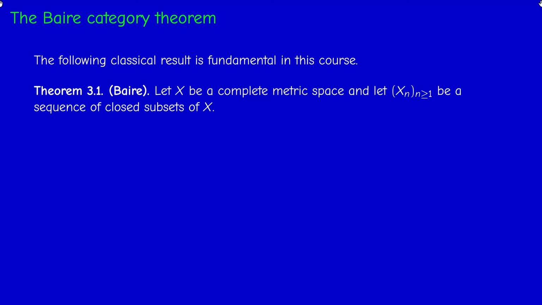Okay, here's the statement. If X is a complete metric space and Xn is a sequence of closed subsets of X with empty interiors, then the interior of the union is also empty as well. Okay, this is not trivial because in general, the interior of the union is not necessarily equal to the union of the interiors.